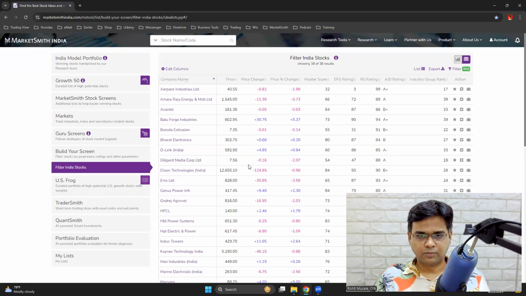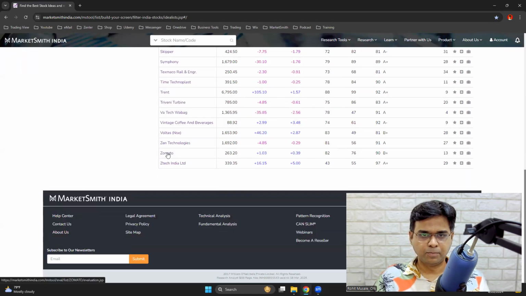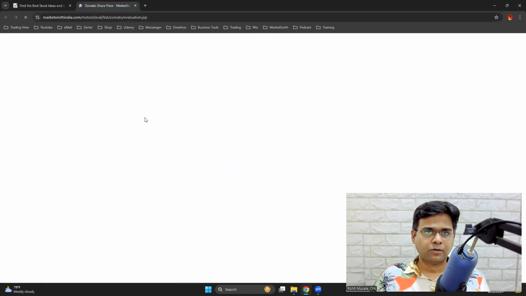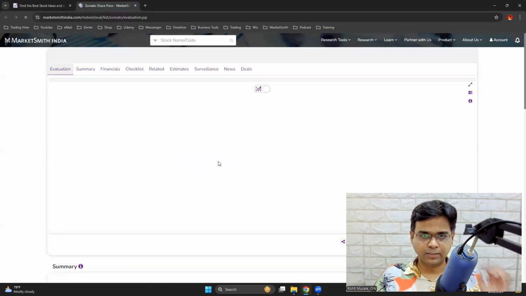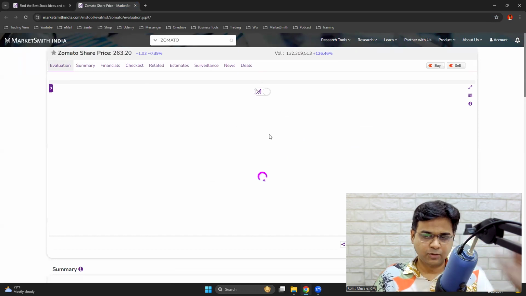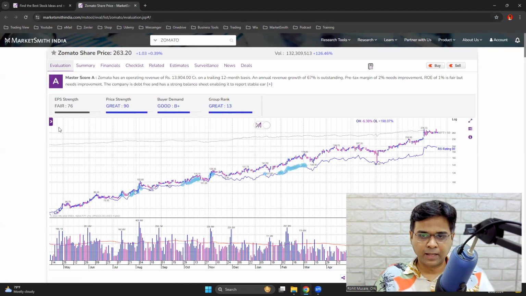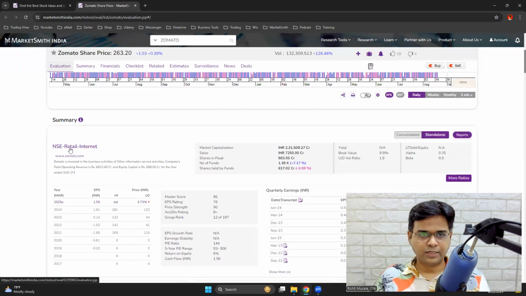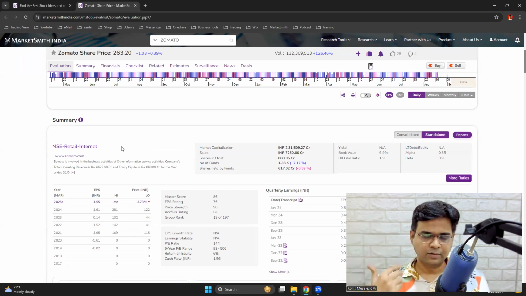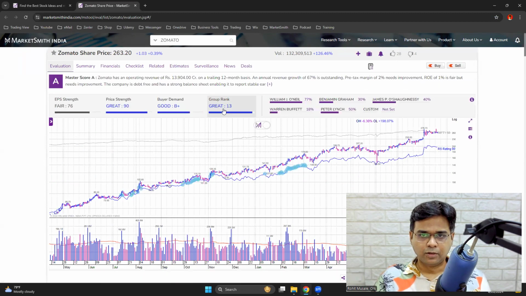So if I scroll down, here you have a company called Zomato, very famous company in India. Now look at this. What's the industry group ranking of Zomato? Zomato comes in the NSE retail internet industry. Okay. So basically, a consumer can directly go on the internet and order products from Zomato. Zomato is basically a food delivery application. Okay. So the group rank is 13.